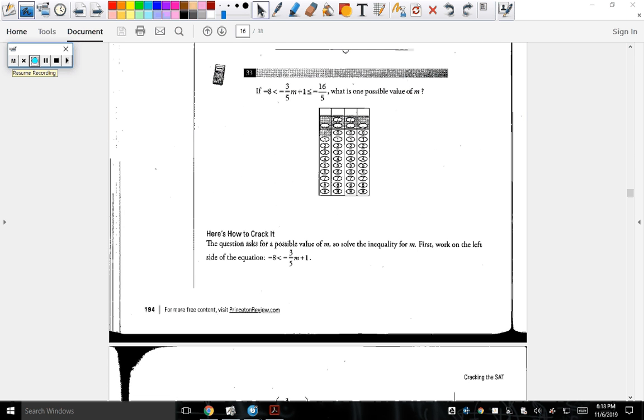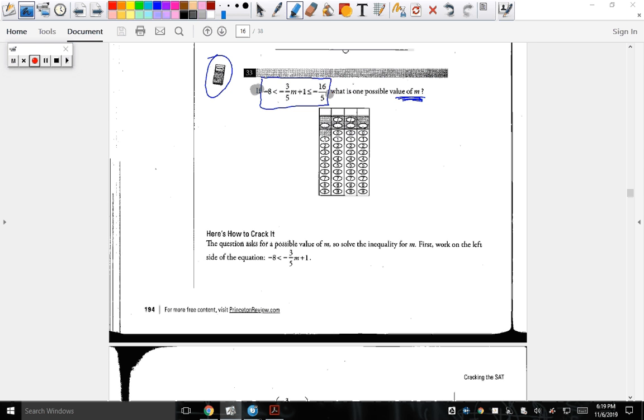Okay, so now we're looking at another calculator problem. We're looking at number 33 on page 194, and we're going to solve for one possible value of m. Okay? So our equation is all of this. Again, from last class I said look for the if, look for the comma, and pretty much solve for everything in between. Okay? So with me, we're going to go through.